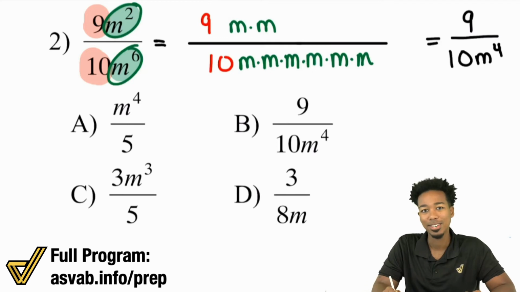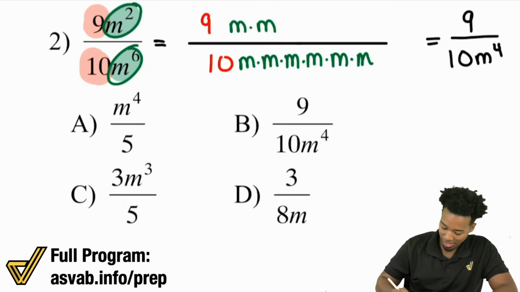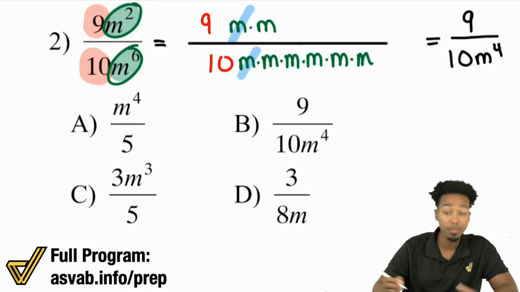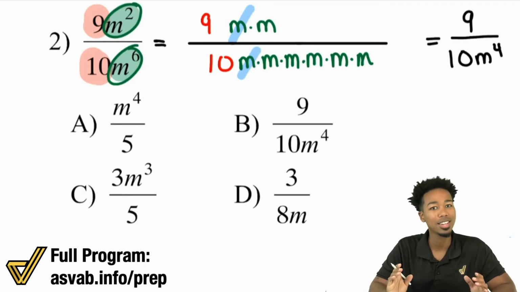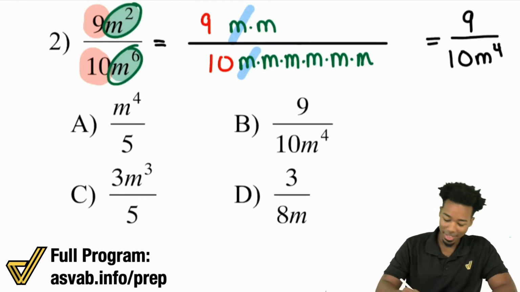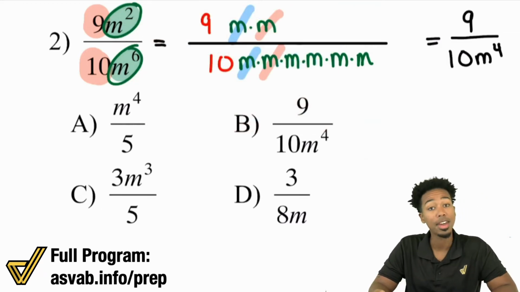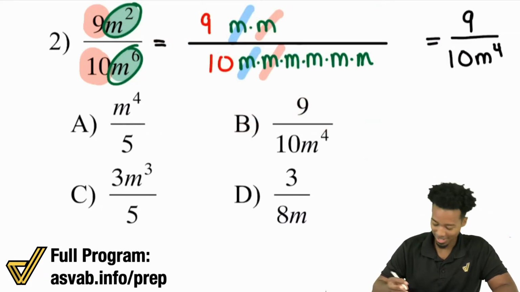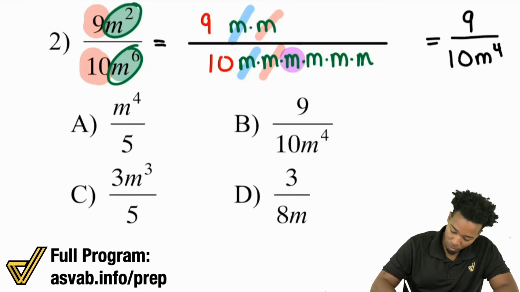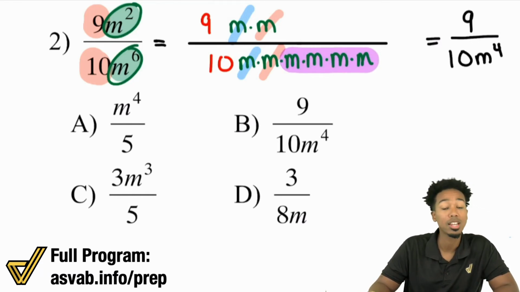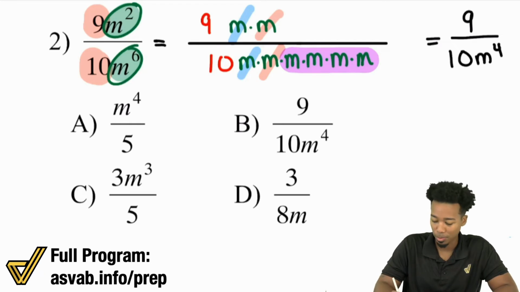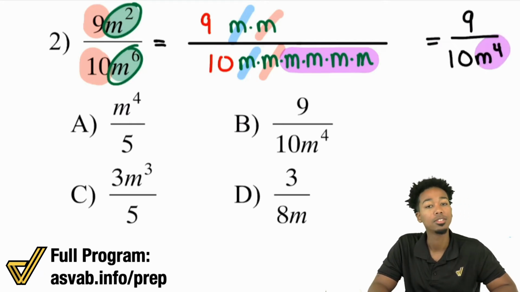And now take a look here. What do you notice? Notice that this M and that M will cancel out because you have the same thing on top and on bottom. And then on top of that, well, guess what? You're also going to cancel out that M and that M. And what do you have left? Right here. You have 1, 2, 3, 4 M's left on bottom being multiplied together, which means you have M to the power of 4.